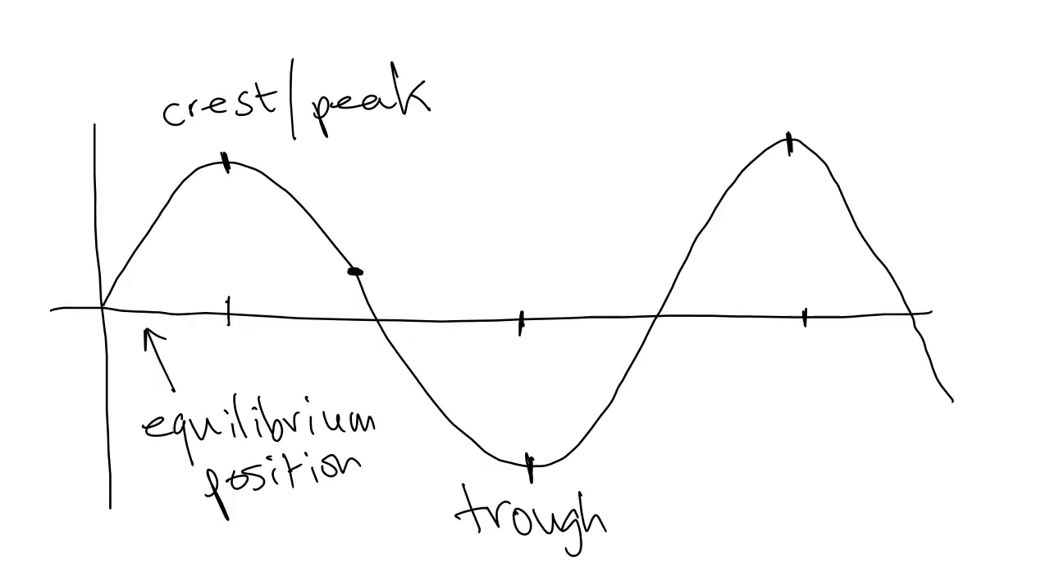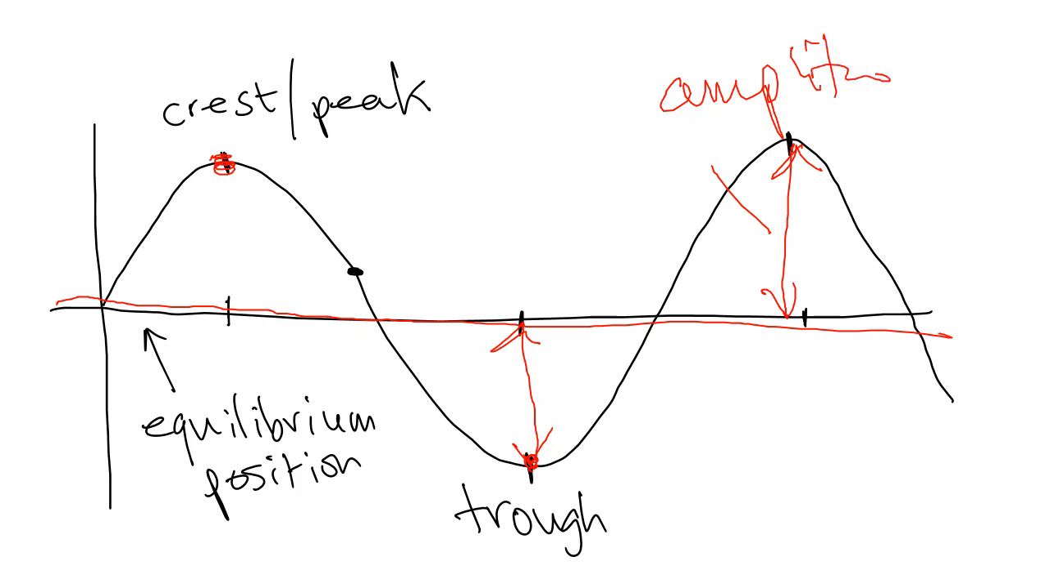Right, what else? So at the top we have the crest, you've got the peak, equilibrium position is in the middle, right? So in the middle, this is the equilibrium position. Here is the crest or the peak. Here you have the trough. The amplitude is from here to here, right? That's the amplitude, or it could be from here to here. So that is the amplitude. Here is also the amplitude.